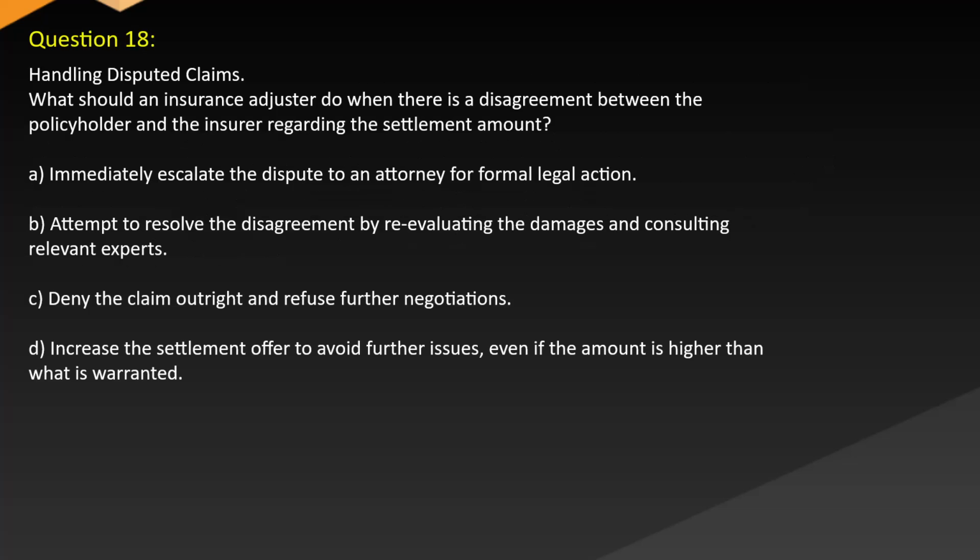Question 18. Handling disputed claims. What should an insurance adjuster do when there is a disagreement between the policyholder and the insurer regarding the settlement amount? A. Immediately escalate the dispute to an attorney for formal legal action. B. Attempt to resolve the disagreement by re-evaluating the damages and consulting relevant experts.